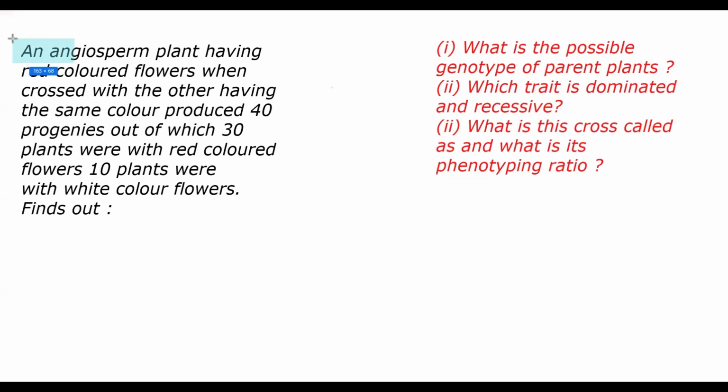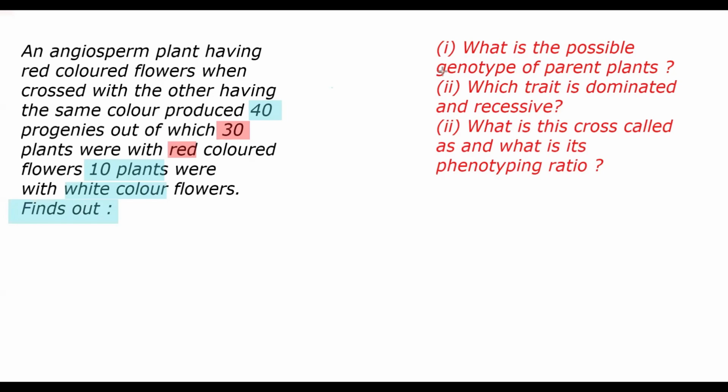In this question, it says an angiosperm plant having red colored flowers, when crossed with another having the same color, produces 40 progenies, out of which 30 plants are red colored. So 30 of them have red flowers, and the remaining 10 were white.